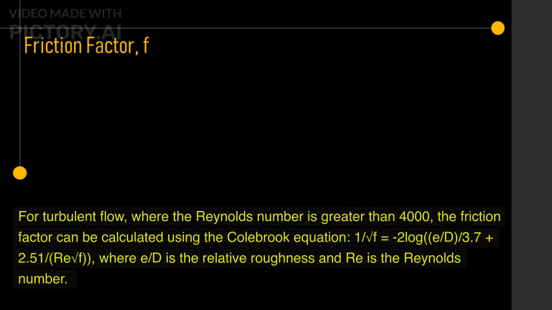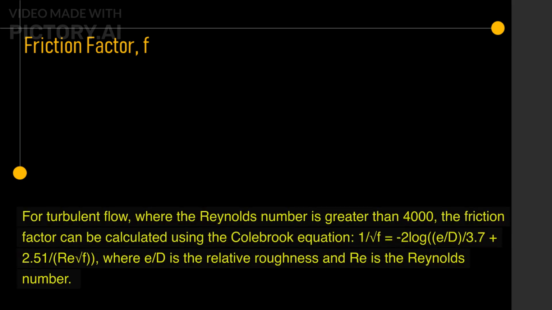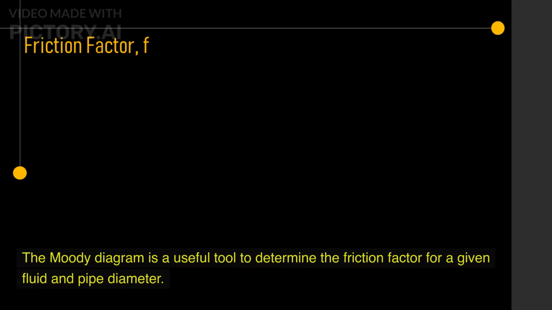For turbulent flow, where the Reynolds number is greater than 4000, the friction factor can be calculated using the Colebrook equation. 1 over square root f equals minus 2 log of (e over D over 3.7 plus 2.51 over Re square root f), where e over D is the relative roughness and Re is the Reynolds number. The Moody diagram is a useful tool to determine the friction factor for a given fluid and pipe diameter.